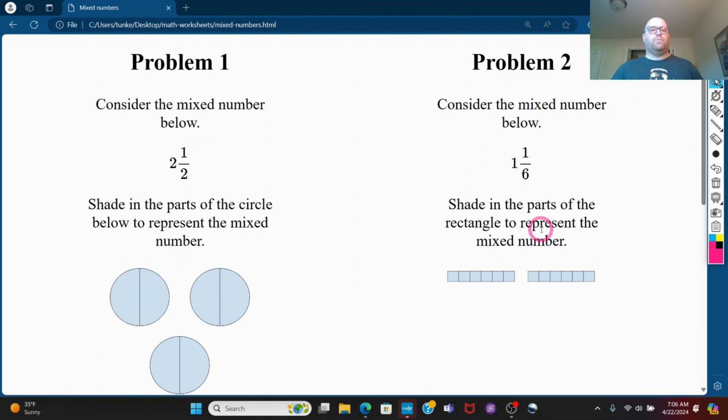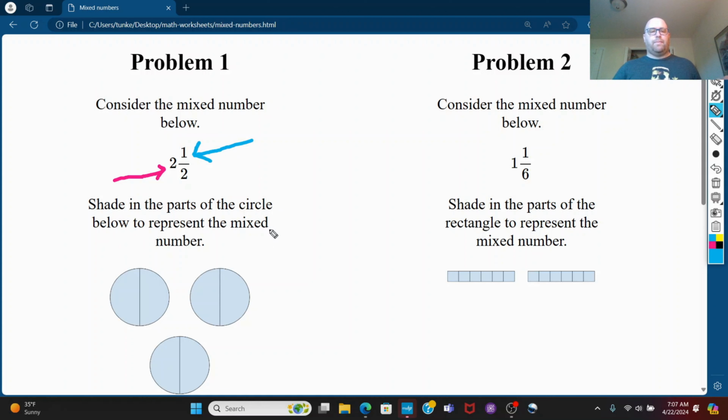Okay, let's look at problem one. So problem one, consider the mixed number below. So we have this mixed number 2 and 1/2. Well, why is it a mixed number? Well, you have a whole number part, that's 2, and you also have a fractional part, the 1/2. So they're mixed, they're combined together. That's one way you could think of it.